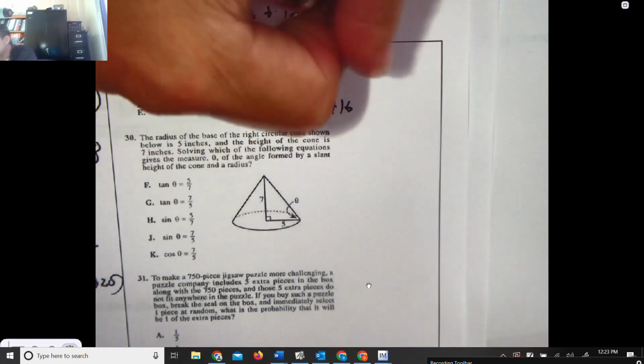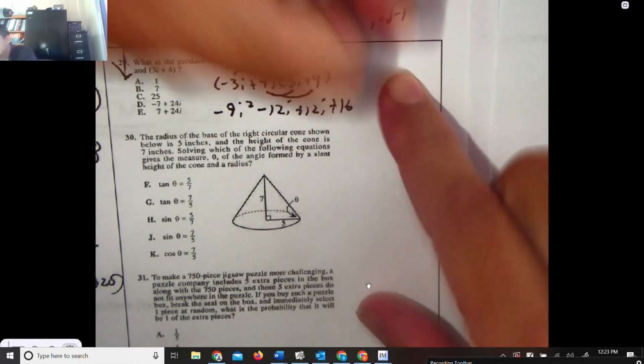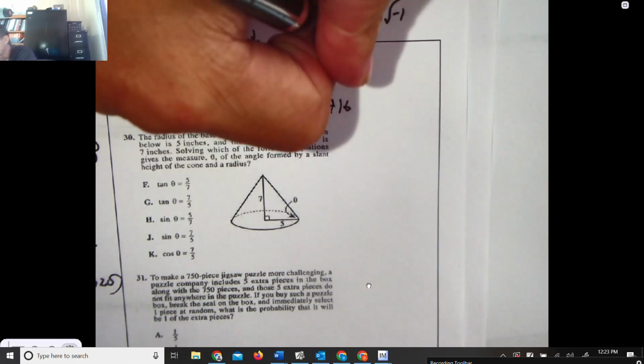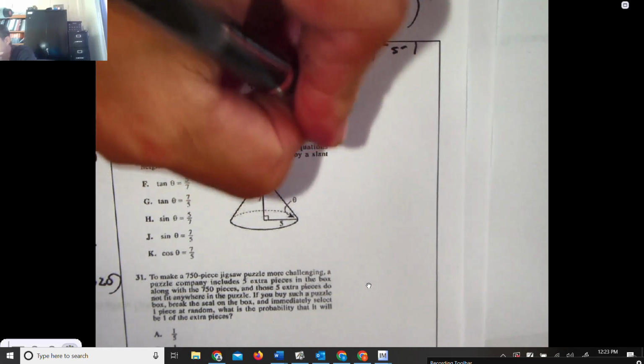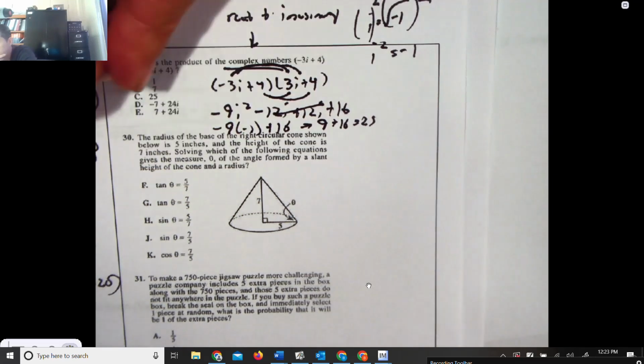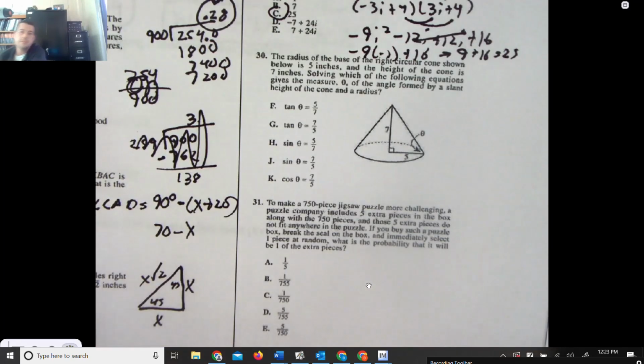Now, it turns out that i is the square root of negative 1, which, if you square both sides, tells you that i squared is negative 1. So that becomes a negative 1. Those two cancel each other out. And I end up with 9 plus 16, which is 25. I knew that a few minutes ago because I said they were conjugates of each other.